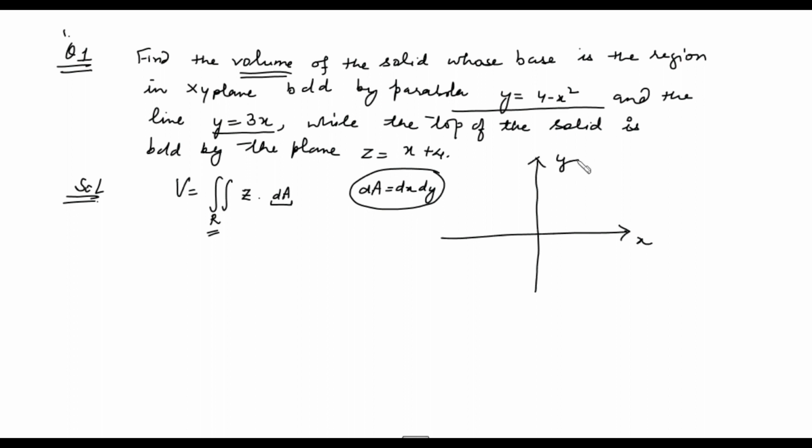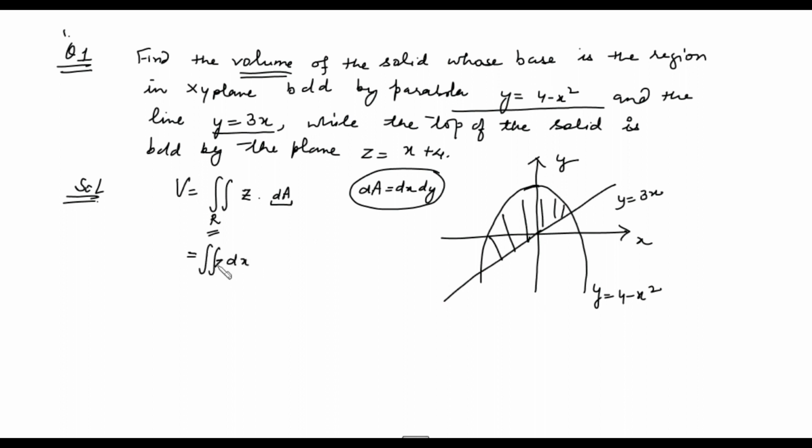So first we draw the region. y is equal to 4 minus x square is a parabola, this, and y is equal to 3x line is this. So over this bounded region we have to evaluate the double integral. Okay, so one can first integrate with respect to x, then with respect to y, or one can first integrate with respect to y, then with respect to x.